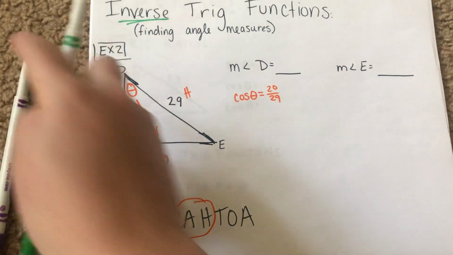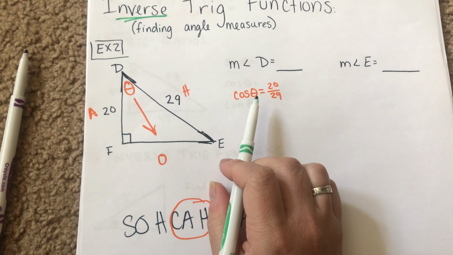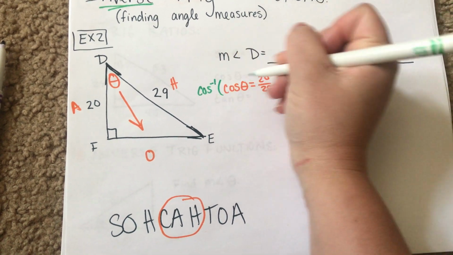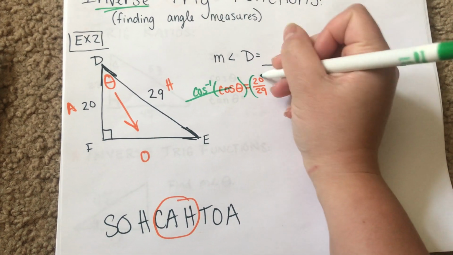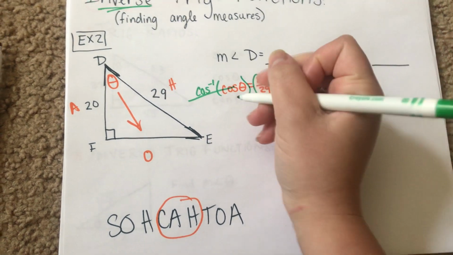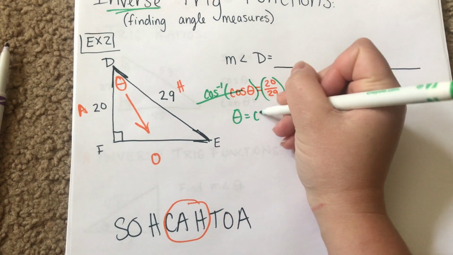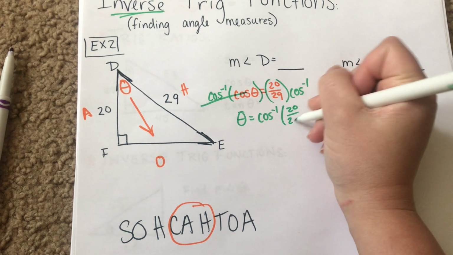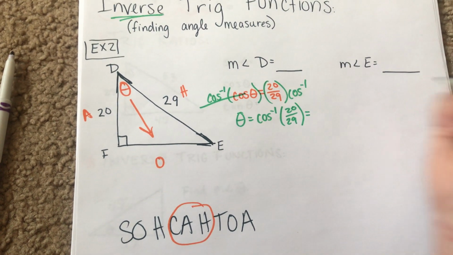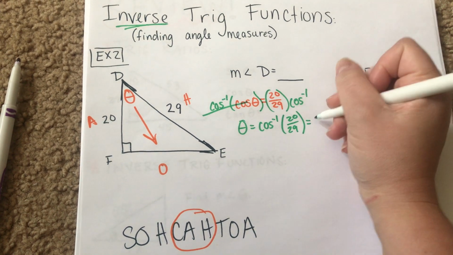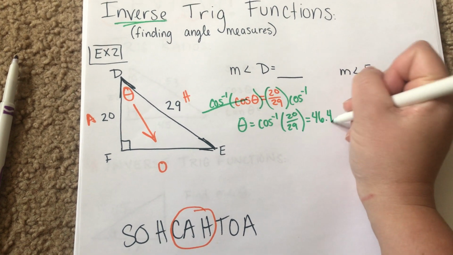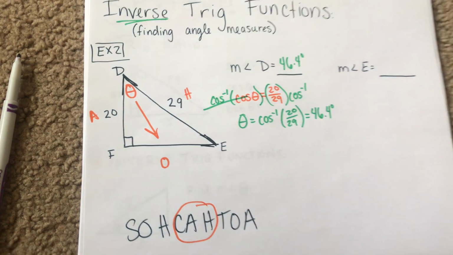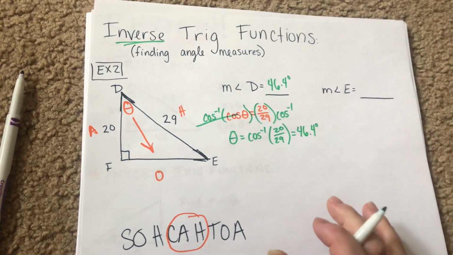Now, that didn't give me the angle measure yet. To get the angle measure, I have to get theta by itself. So to get rid of this cosine, I use my inverse cosine function. That cancels that out. And what I do to one side, I do to the other. So cosine of -1, so the inverse cosine of 20 over 29. I'm going to type that in my calculator, and I end up with 46.4 degrees. So that's what we get for theta up here, 46.4 degrees.